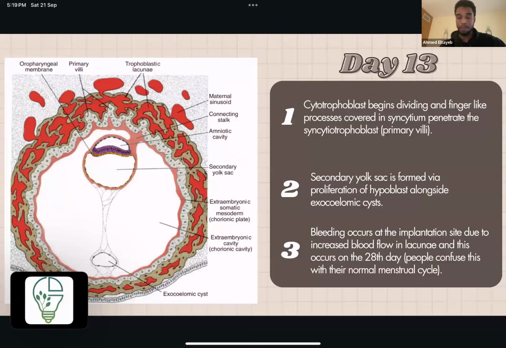Something else you should know. Remember, the extraembryonic somatic mesoderm lines the extraembryonic cavity. What lines the definitive yolk sac? The extraembryonic splanchnic mesoderm. And the connection between the two is the connecting stalk, this thing here. The connecting stalk is just extraembryonic mesoderm, and later on, it becomes the umbilical cord, okay?